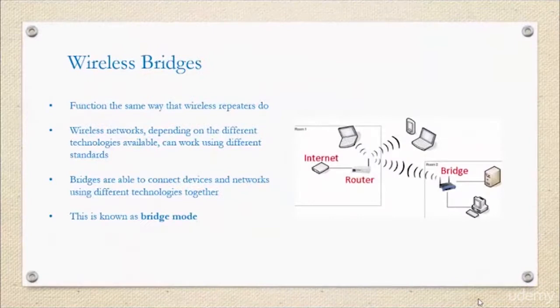Next, bridges. Bridges function in a very similar way to repeaters. Bridges sit in between two different wireless local area networks, though. Just like bridges in real life that connect two different sides of a ridge or maybe a gully or something along those lines, bridges, in this case, bridge two different networks together, right? And connect them together. This is actually known as bridge mode.